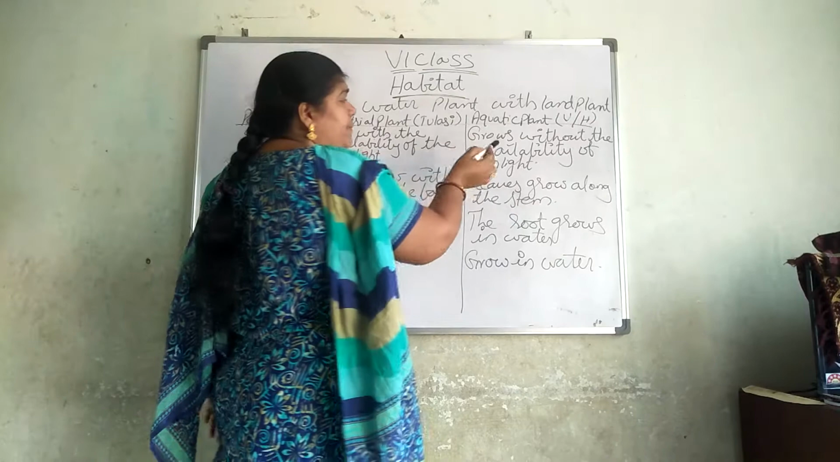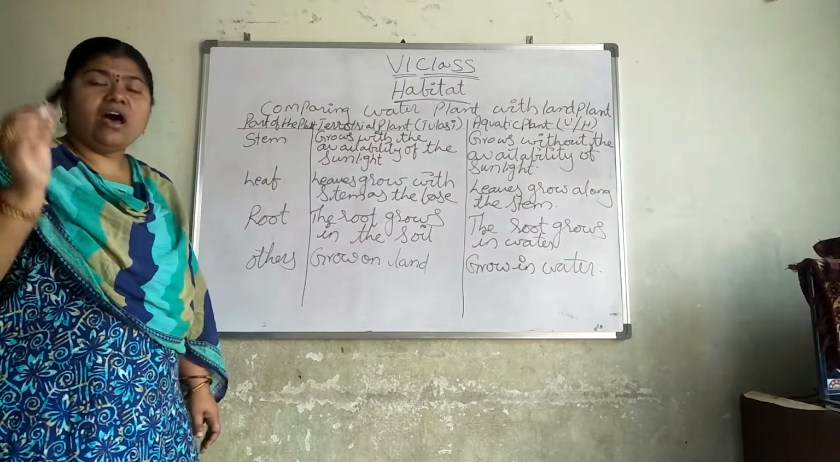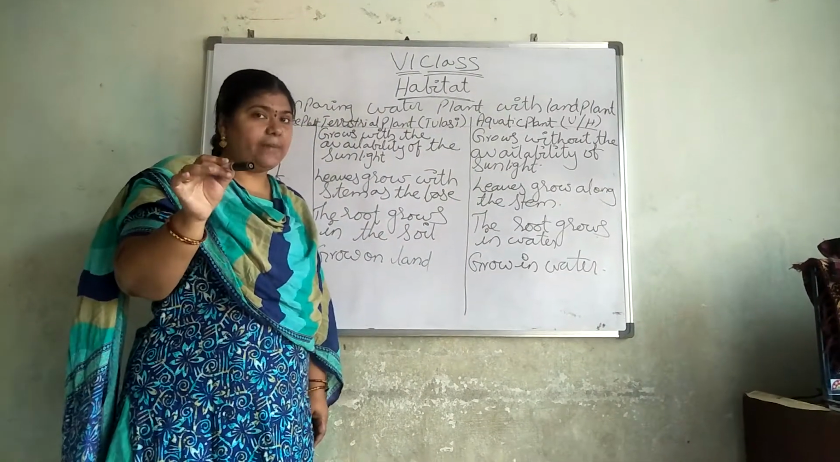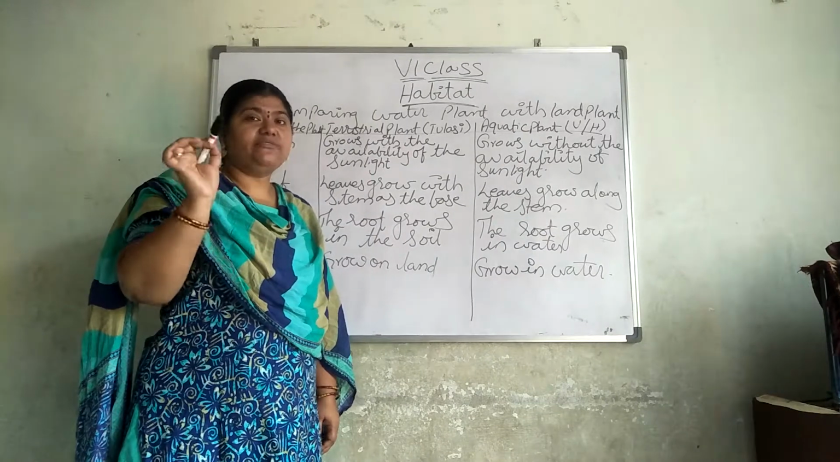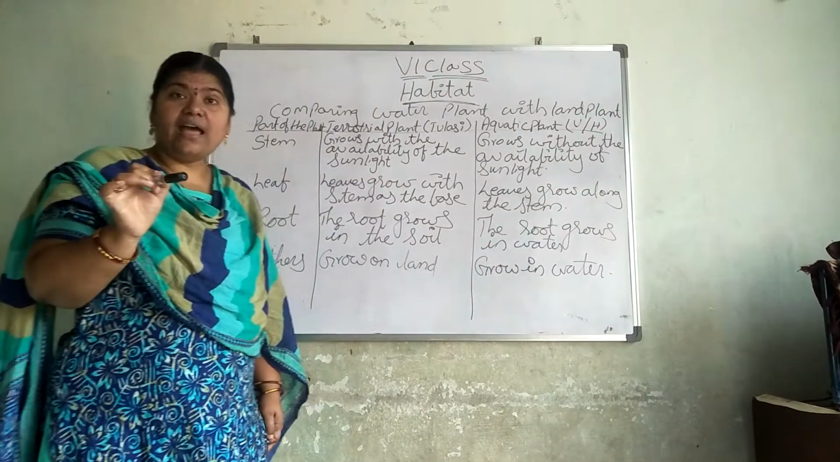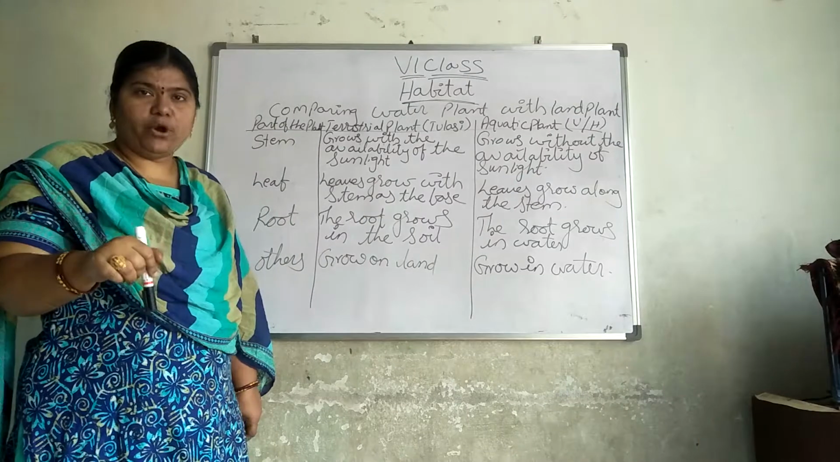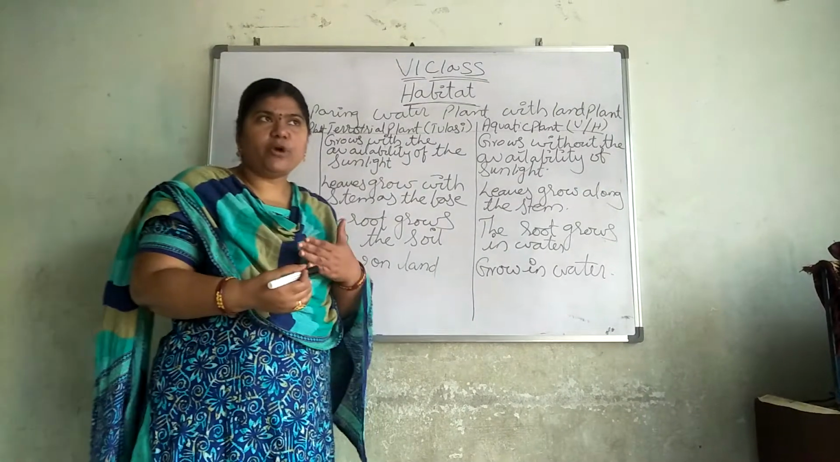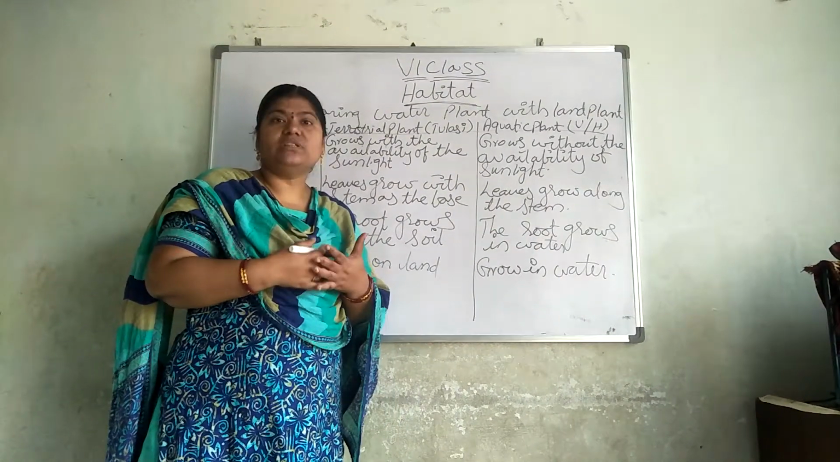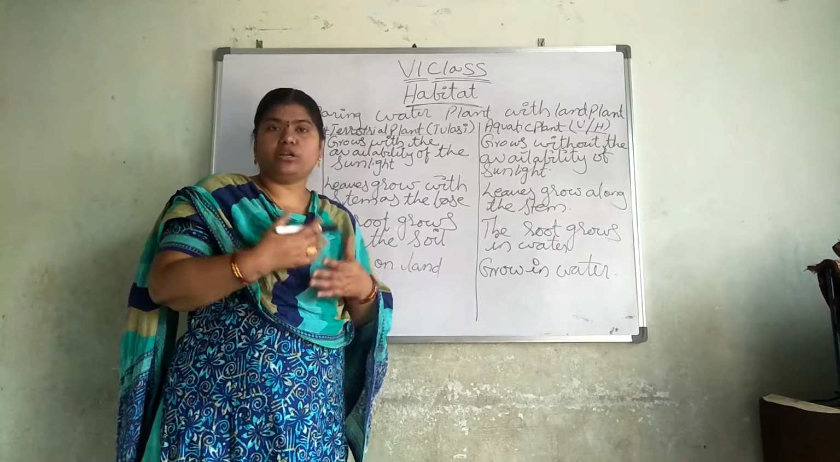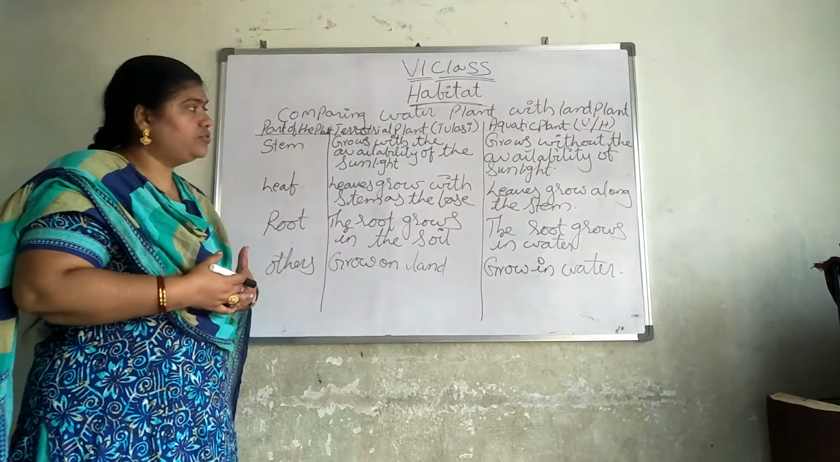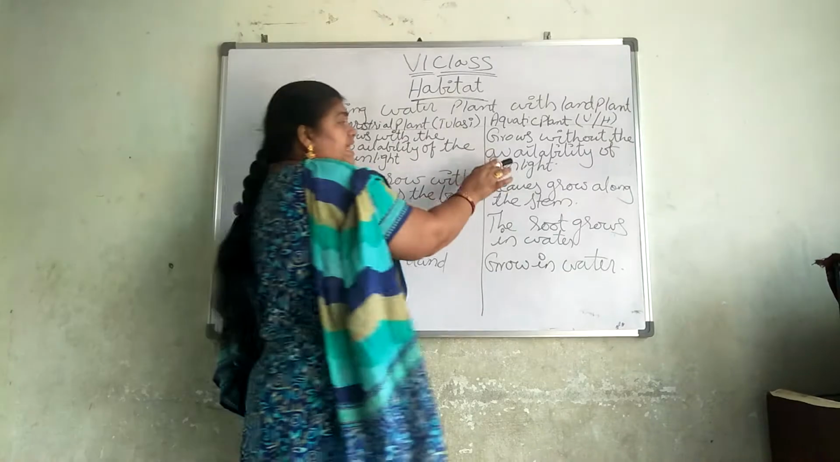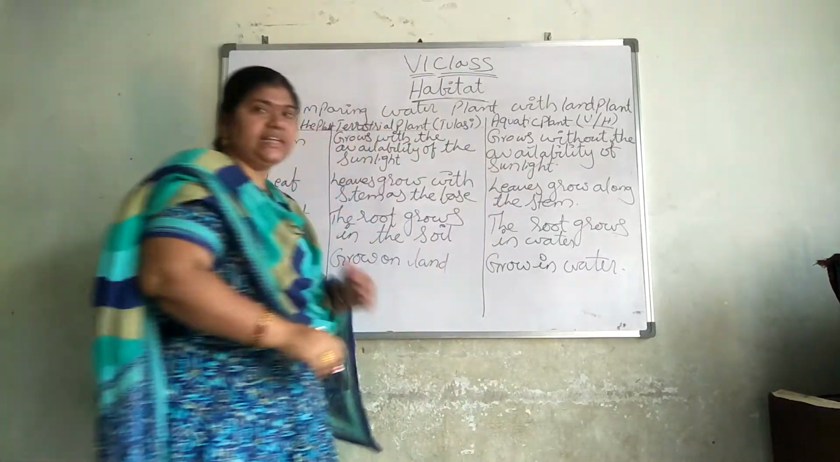Grows without the availability of sunlight. Why? Because you know, when I discussed pond as a habitat, I told you that the Vallisneria and Hydrilla are at the bottom of the pond. At the bottom of the pond, is sunlight present? No, the sunlight is not present at the bottom of the pond. So what we are telling here, grows without the availability of sunlight.